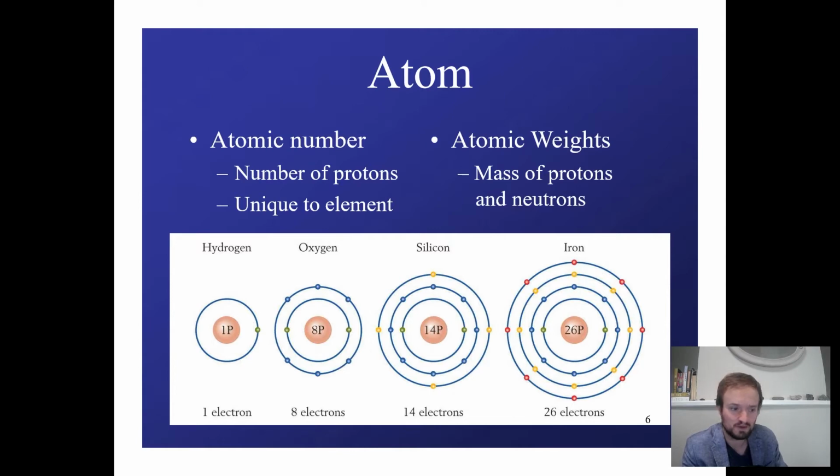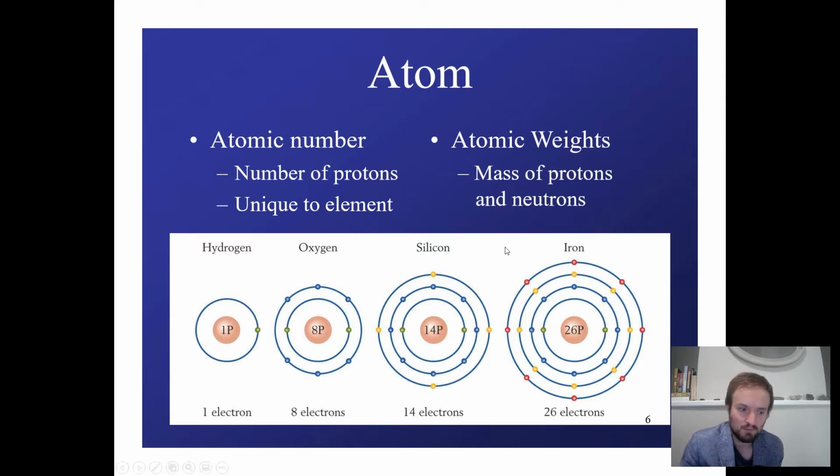An atom has an assigned atomic number. That atomic number is unique, and it's equivalent to the number of protons. So oxygen, for instance, has 8 protons, and in its normal state has 8 electrons. The atomic weight of any given element is the number of protons plus the neutrons.